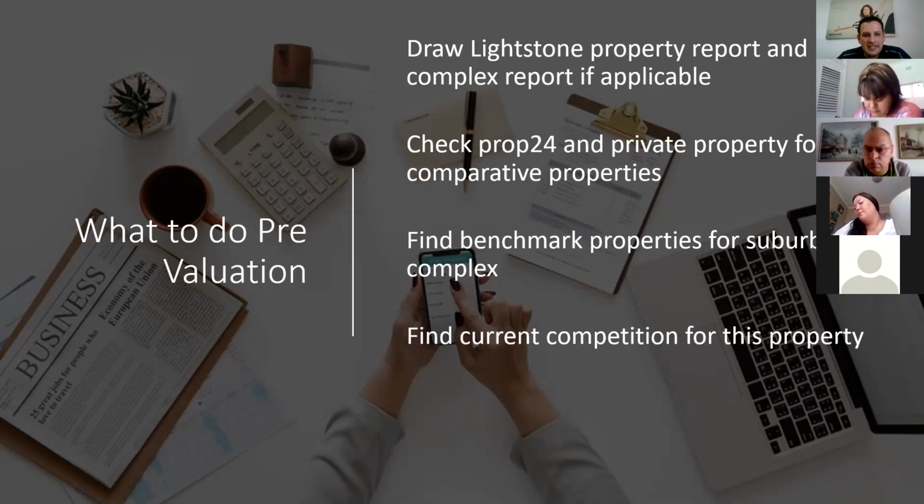Find current competition for this property. Okay, so now you're just digging a little bit deeper, and it sounds like I'm saying the same thing over and over again here. But it's digging a little bit deeper at each step. So first I'm looking on Property24, private property, what's happening in that area. Then I'm trying to find properties that are similar to this one. And then I'm digging a little bit deeper to find current competition.